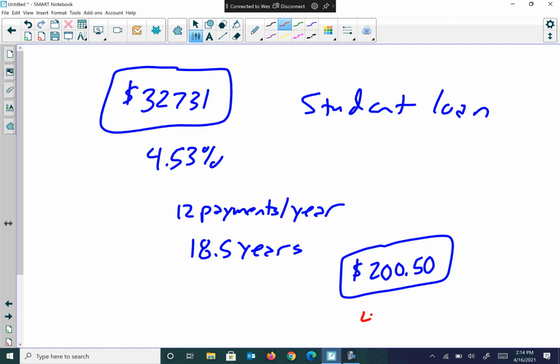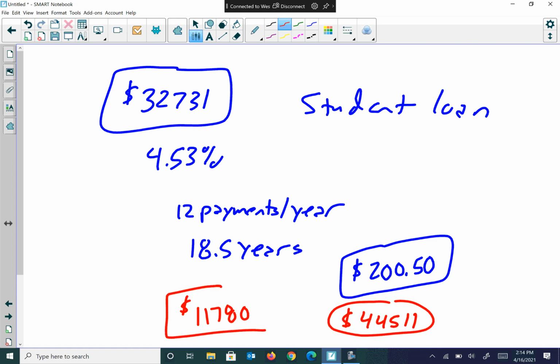your education, if you paid back the minimum payment, your $32,000 debt now comes out to $44,511. So in interest alone, you subtract the two, that means you're dropping $11,780. That's what the federal government is making off you borrowing from the federal government to go to college. Okay?